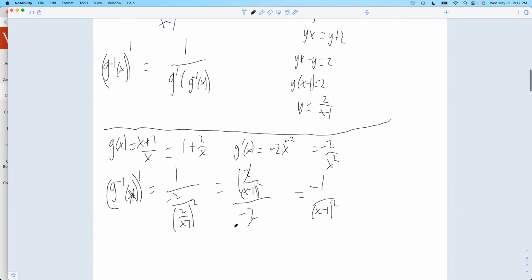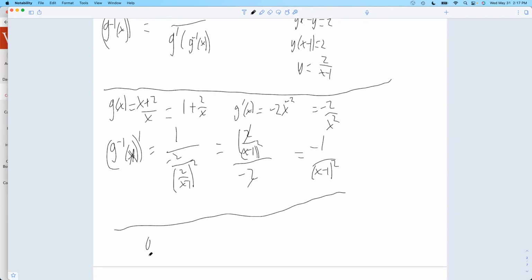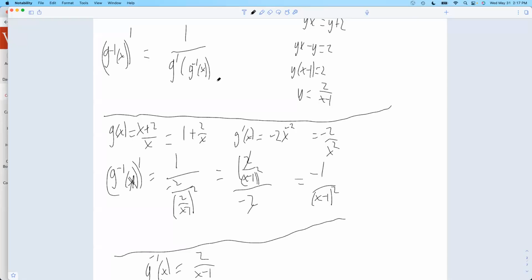Now, what if we just did it from the inverse? My inverse, I claimed, was 2 over x minus 1. What if I just took this guy's derivative? Well, this guy is, I feel like I'm missing a 2 here. Hold on. Yeah, see it. I got an extra 2 in here. Let me erase all this.